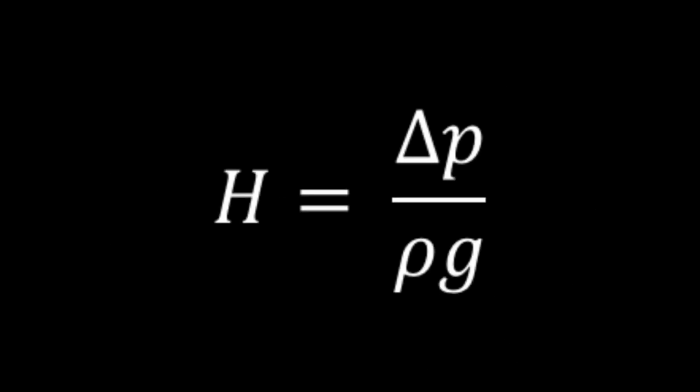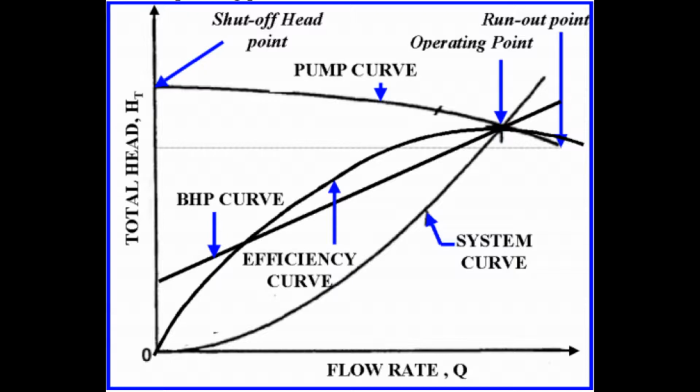The performance of a pump is measured in terms of its head, H, which is defined as the pressure rise across the pump divided by the specific gravity of the fluid. Head of a pump typically depends on the rotation rate of the impeller, and the volumetric flow rate of the fluid through the pump. Pump performance curves are very important for pump selection.